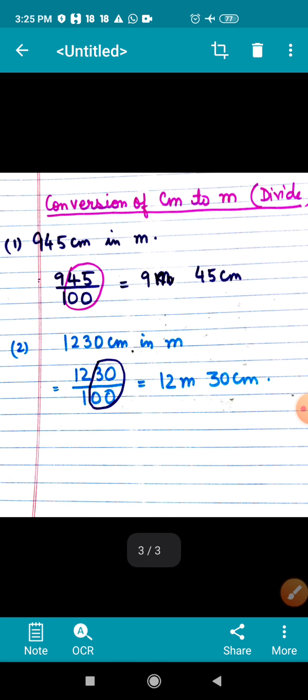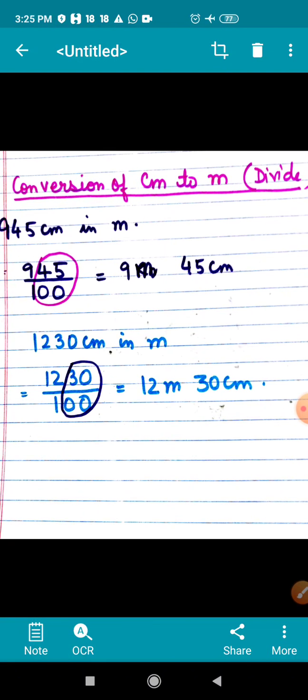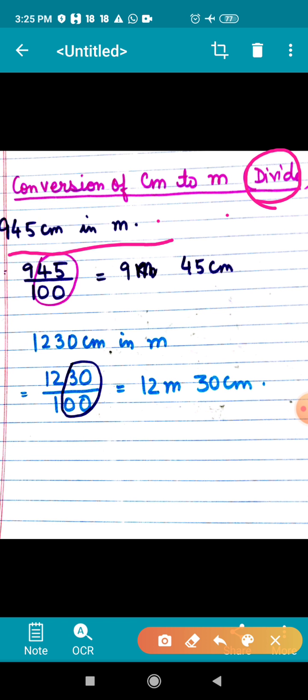Now let us see how we can convert centimeters to meters. To convert centimeters to meters, you always divide by 100, because 1 meter has 100 centimeters. Now here I have taken two examples for you. The first one is 945 centimeters. So you will divide it by 100.